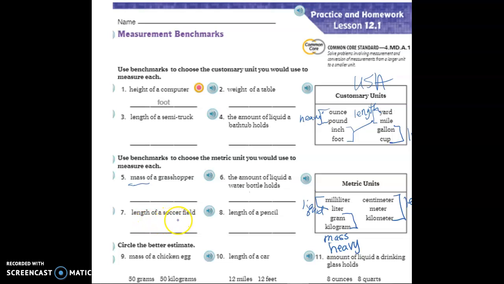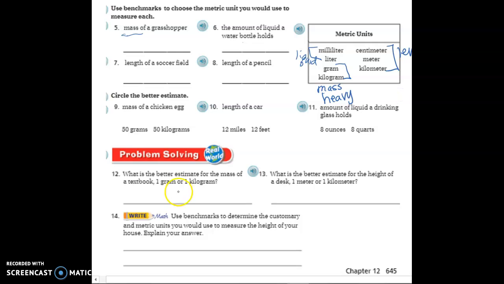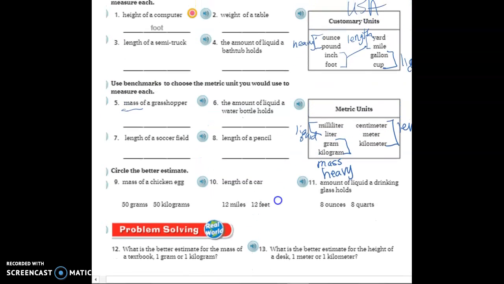Length of a soccer field, number 7. Number 8, length of a pencil. Number 9, mass of a chicken egg. Number 10, length of a car. Number 11, amount of liquid a drinking glass holds. Number 12, what is a better estimate for the mass of a textbook, 1 gram or 1 kilogram? What is a better estimate of the height of a desk, 1 meter or 1 kilometer? I'm actually not going to have you do this one this time. Go ahead and pause and answer these questions as you need.